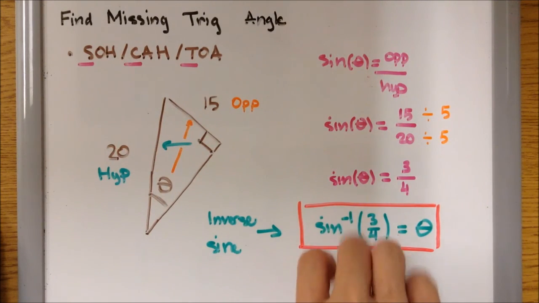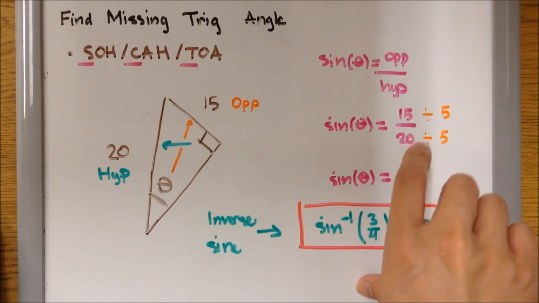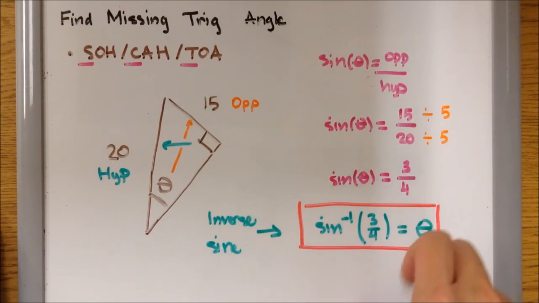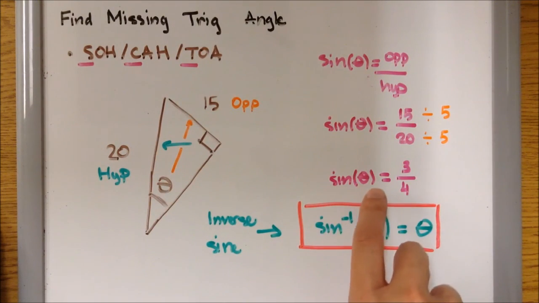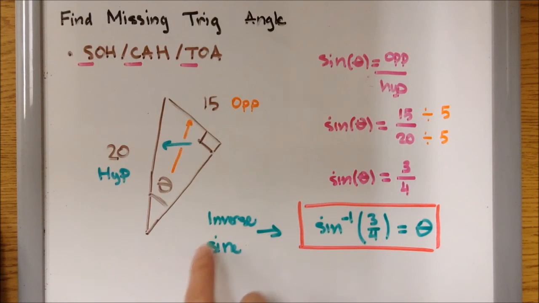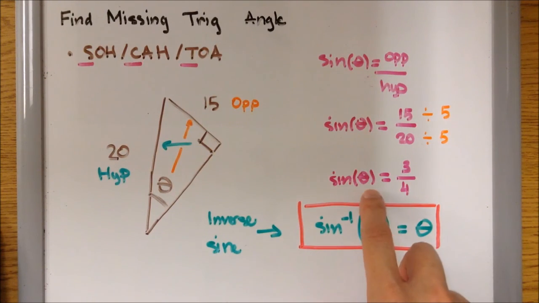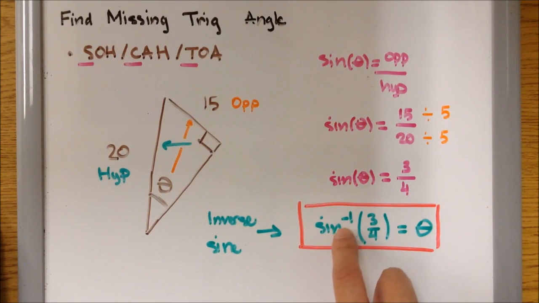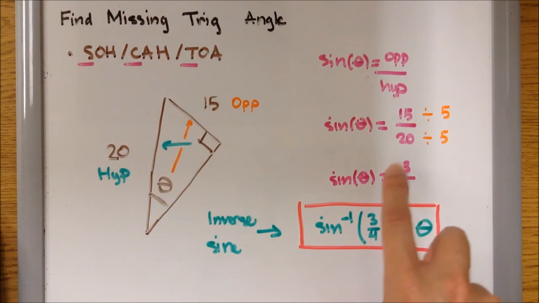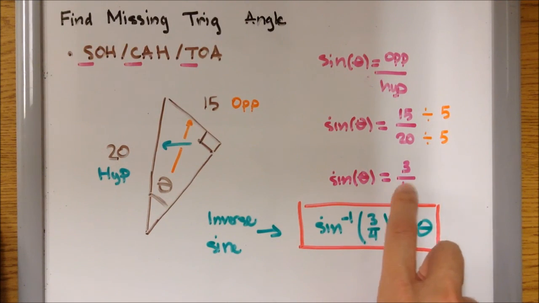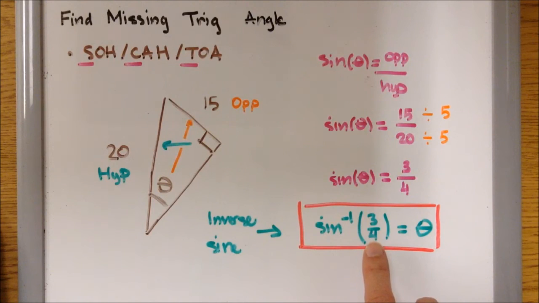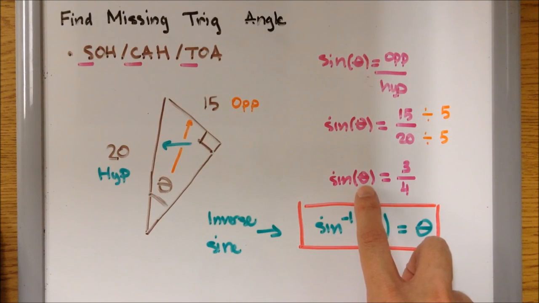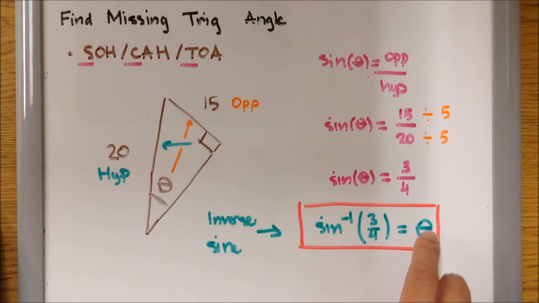So to review, plug in opposite and hypotenuse, simplify the fraction. Since I'm looking for angle theta, I use inverse sine. So all I did was rewrite it as sine to the -1, whatever it equals to. So since it equals 3 over 4, I'll put it inside the parenthesis, and then I move angle theta to the other side of the equal sign. And that's all we have to do for this example.